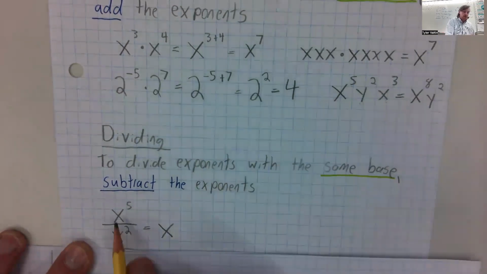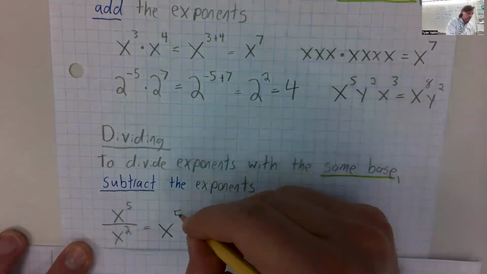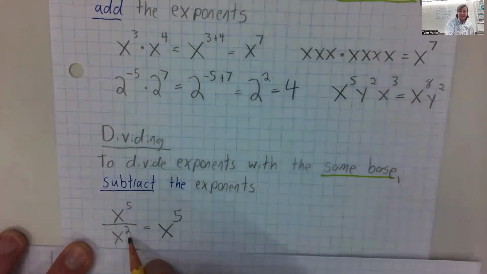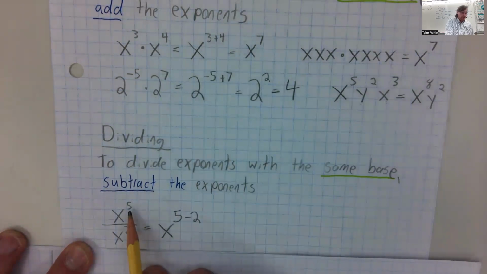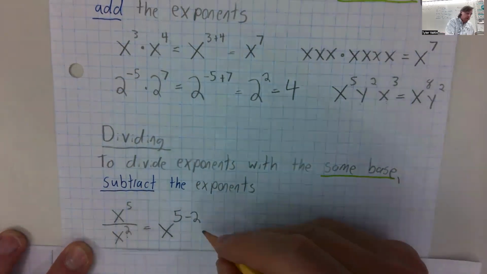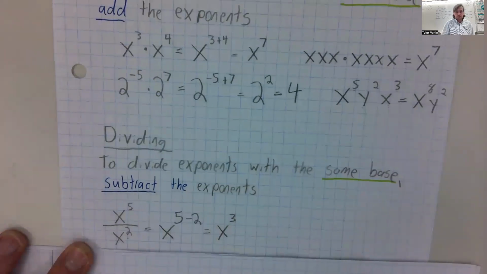I have the same base, which is key, which is x. So there's x again right there. And this is literally going to become a subtraction problem. The numerator exponent minus the denominator exponent. So 5 minus 2. And that's going to be x to the third power.